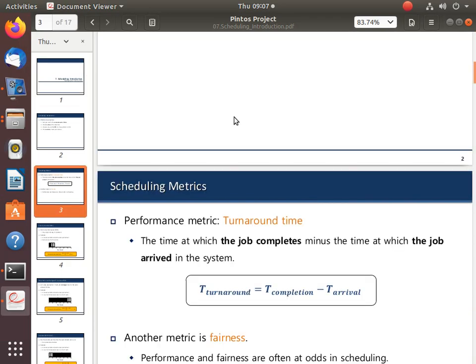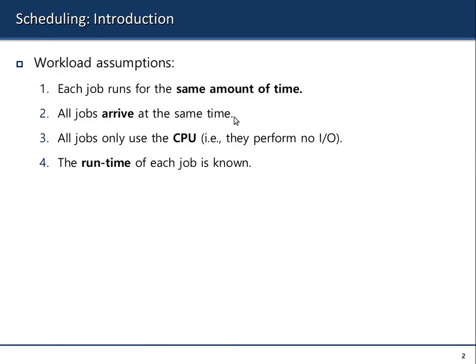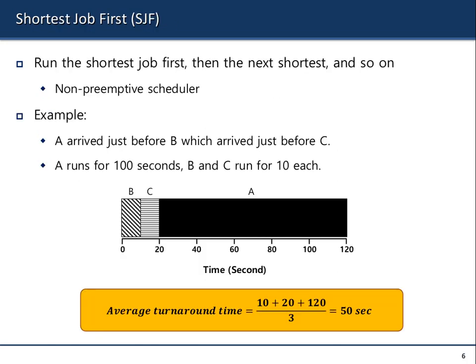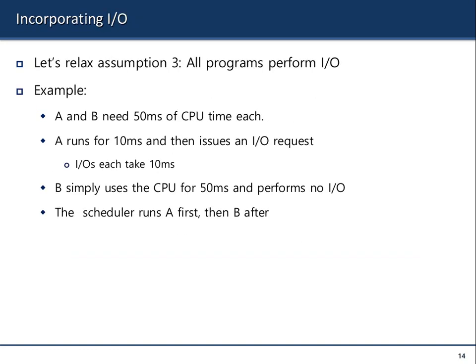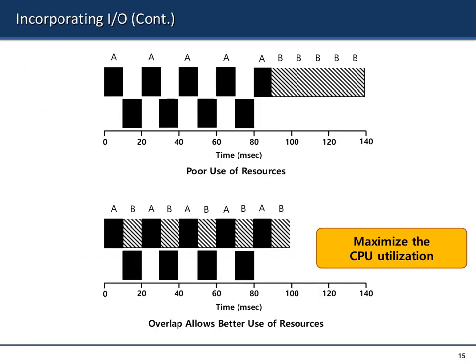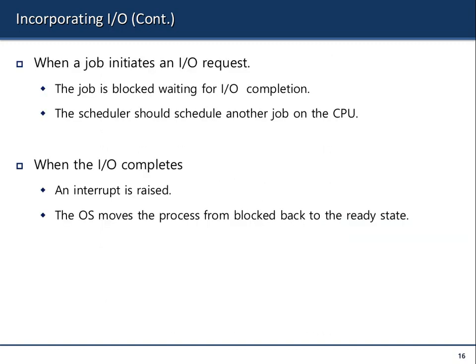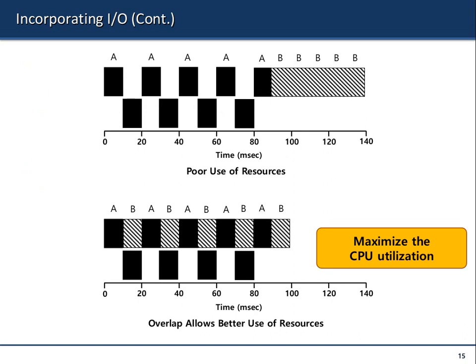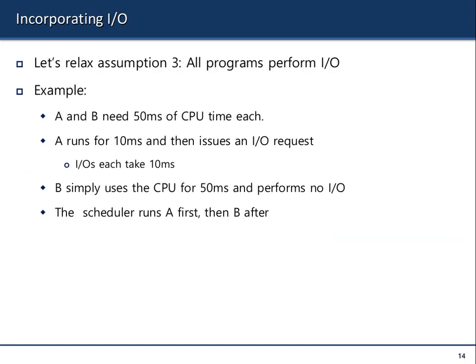So just a brief recap. We started with the assumptions on the workloads, and then we proceeded with the different algorithms or policies. Basically, we're trying to meet certain metrics like performance, response times, and turnaround time, and sometimes fairness, right? So one of the interesting parts last time, the last part, is basically about incorporating I/O, because the original scheduling algorithms only consider CPU burst, right?